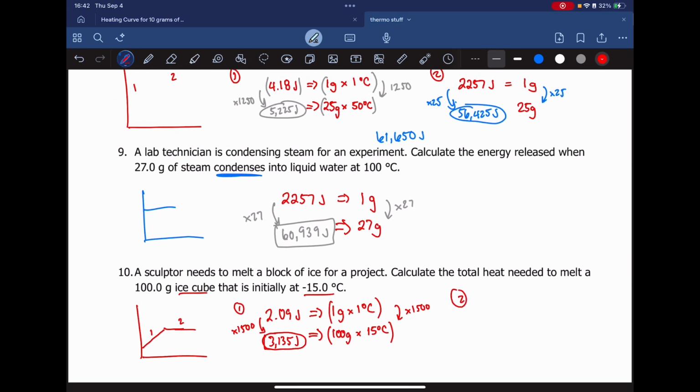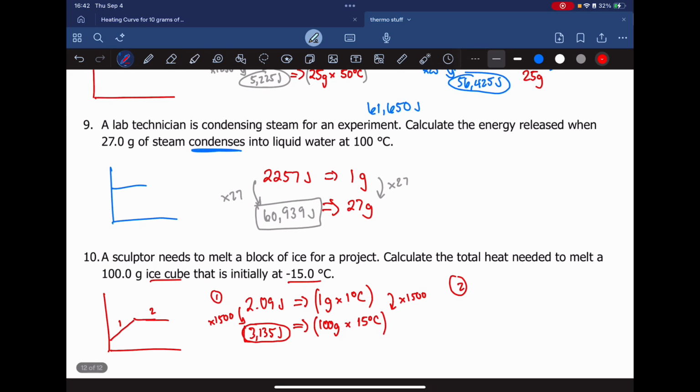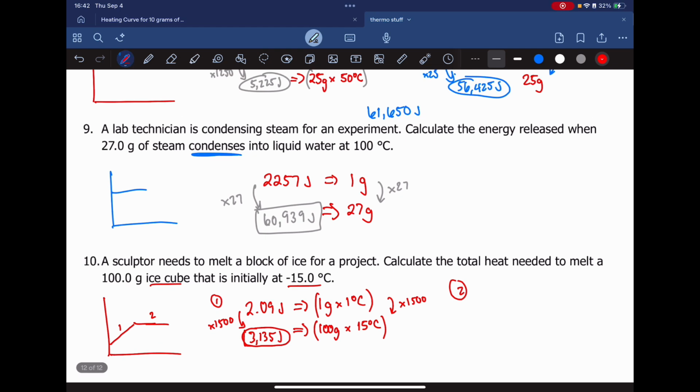Step 2. What am I doing in step 2? I'm melting, aren't I? The sculptor is melting his ice for some reason. That seems counterintuitive to me. It's the opposite of what he should be doing. But he's melting his ice.